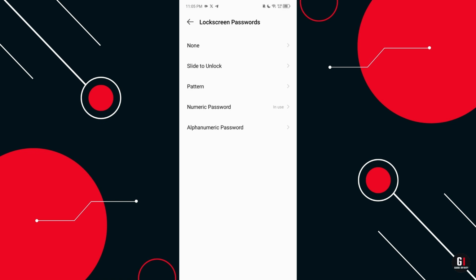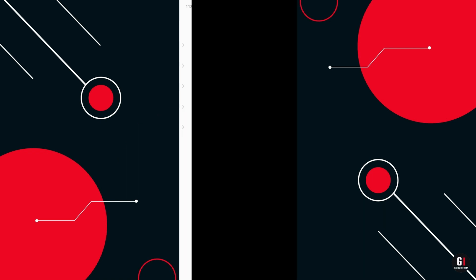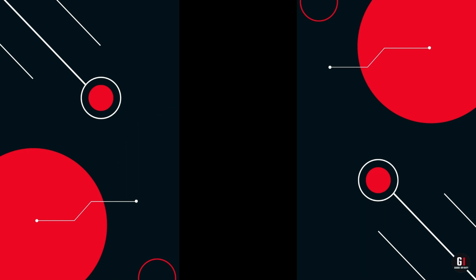So in this example, I will choose numeric password again. So I'll tap that option. From here, you probably won't see it on my recording, but basically you just have to enter your new password and then press Continue. You will need to re-enter the password to confirm it, and after that, it's done.